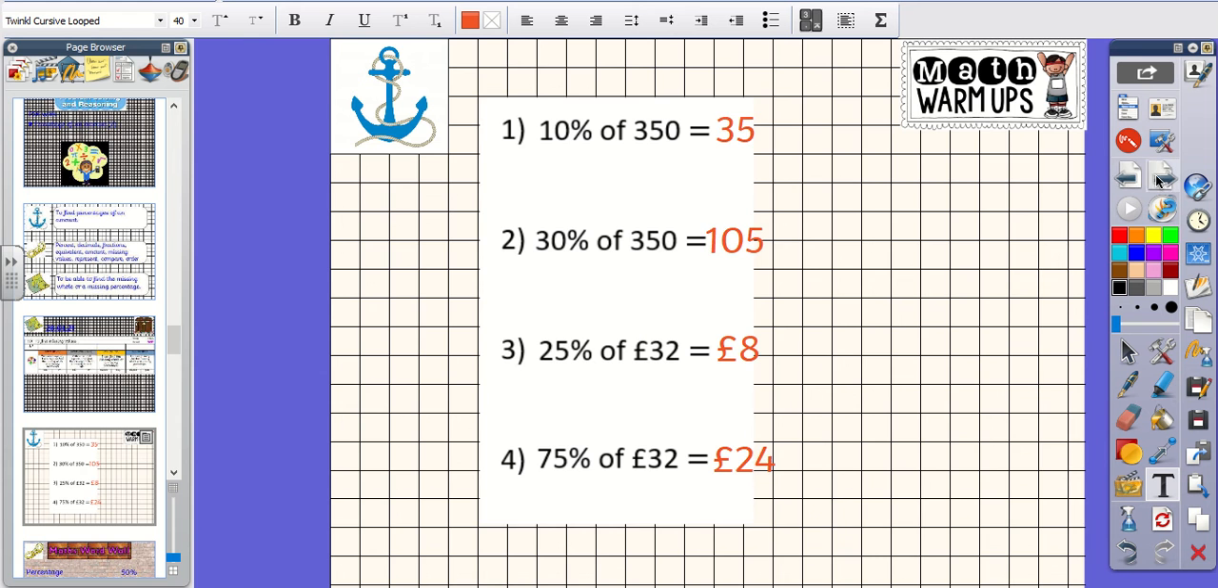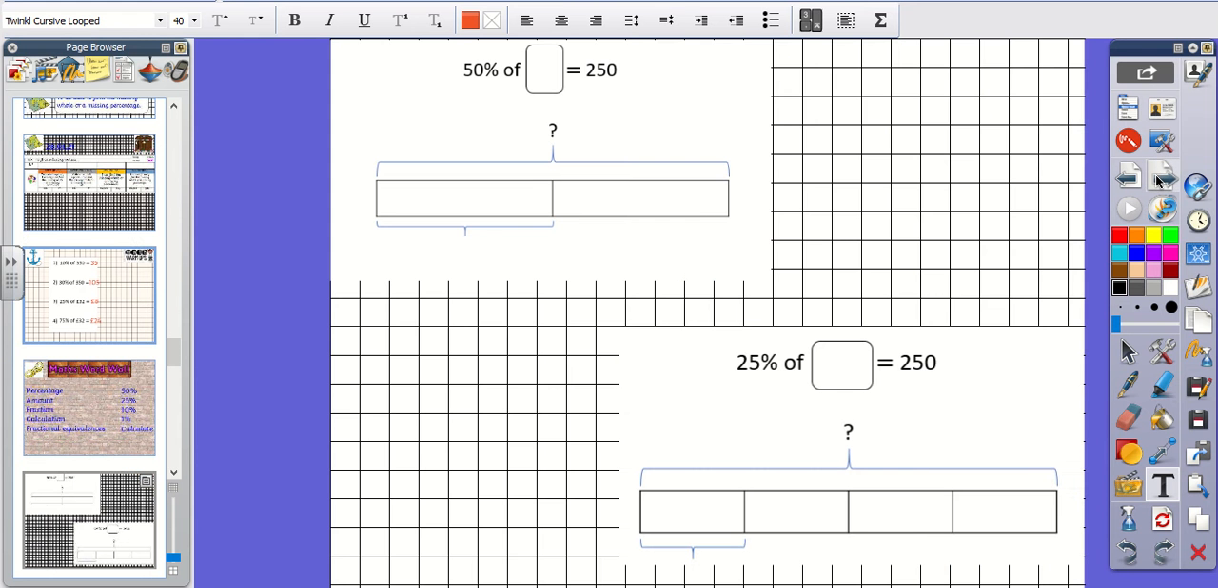Okay then, so let's move on. Now, this is what I mean when we are finding the missing values, okay? So sometimes you will find the missing value, sometimes the whole.